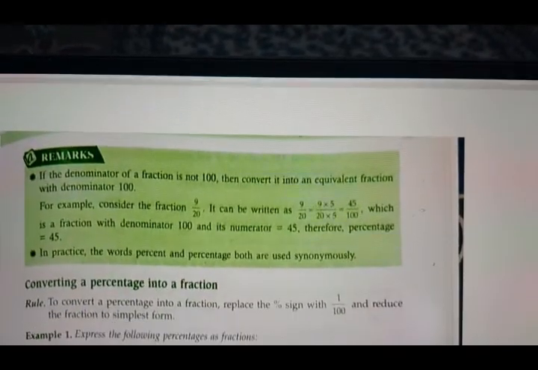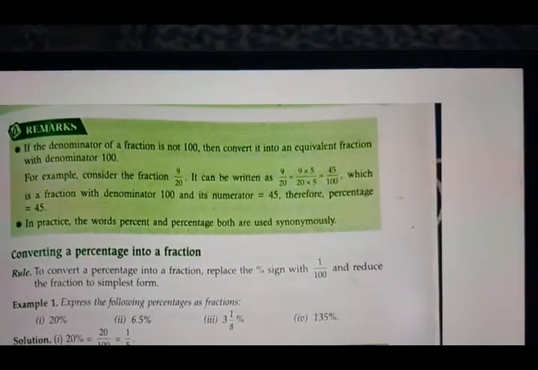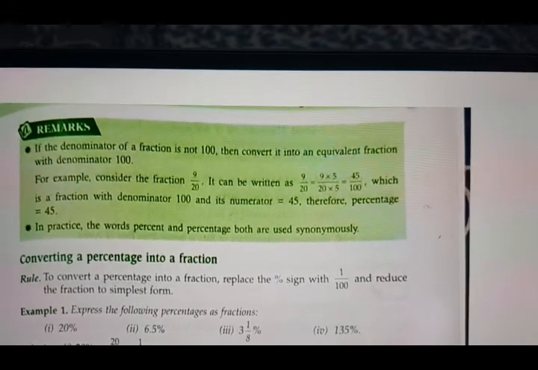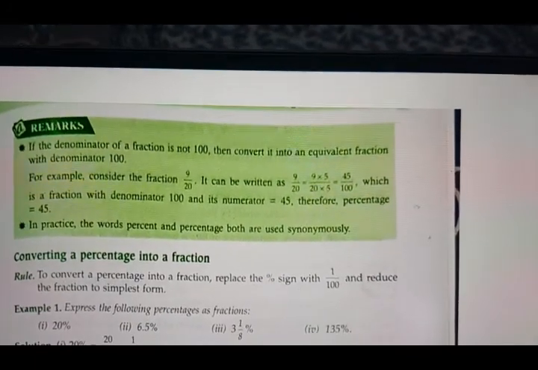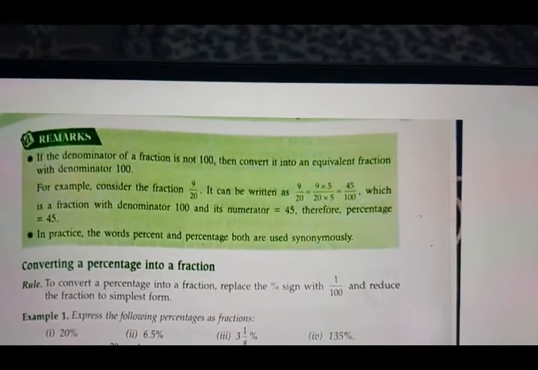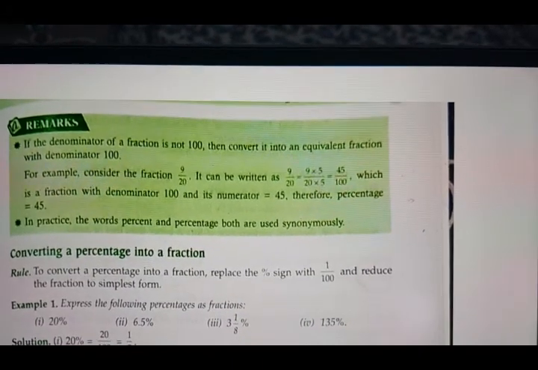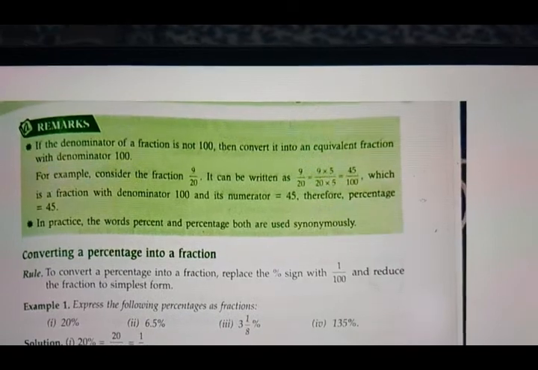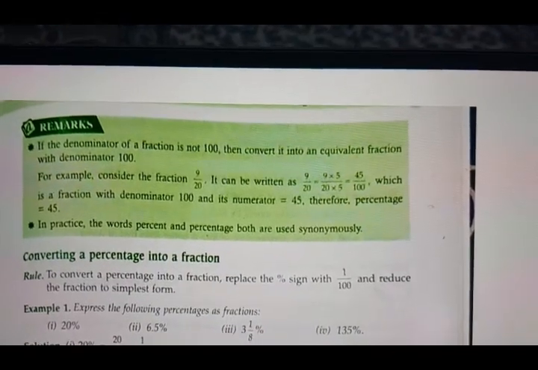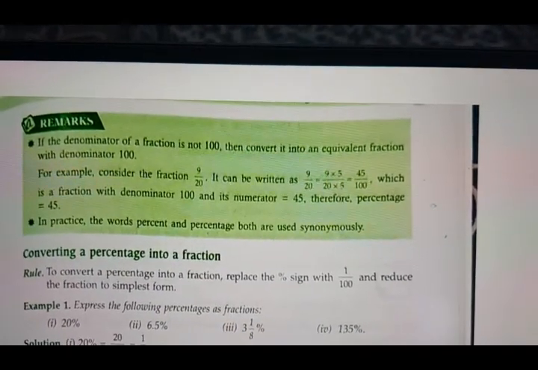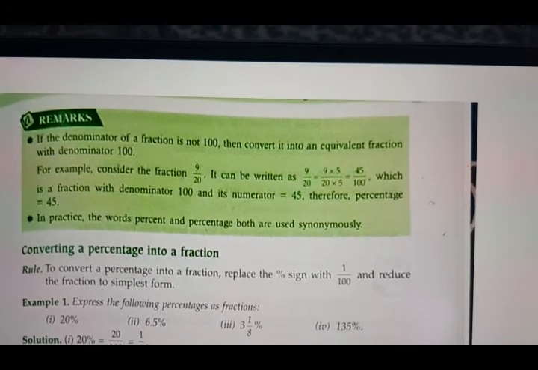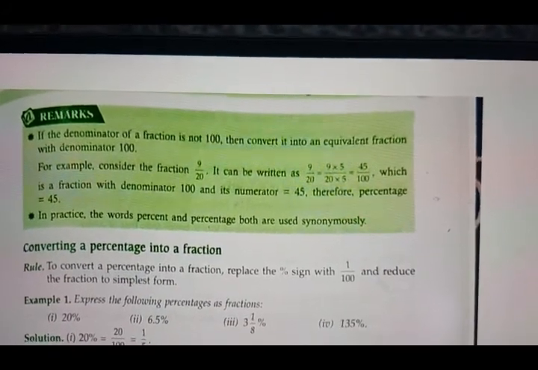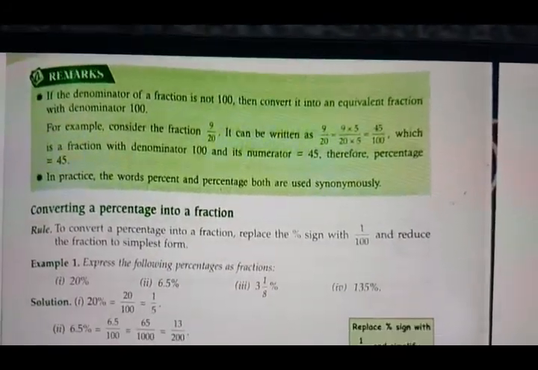You have to remember a few things: if the denominator of a fraction is not 100, you have to convert it by using an equivalent fraction, multiplying both numerator and denominator and bringing the denominator to 100. For example, 9 upon 20 is given, so we multiply by 5 to make it 100. So 45 out of 100 means 45%. Percent and percentage are terms used synonymously in mathematics. You have to remember that.